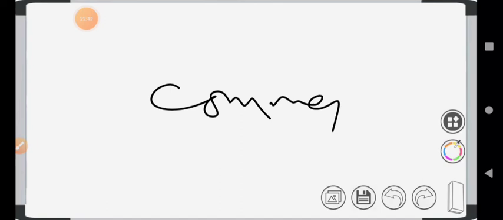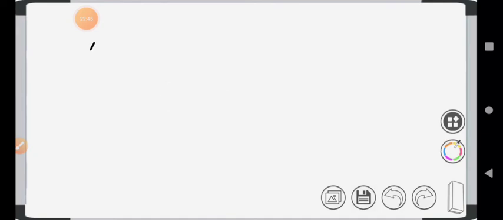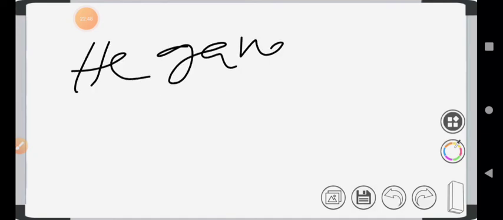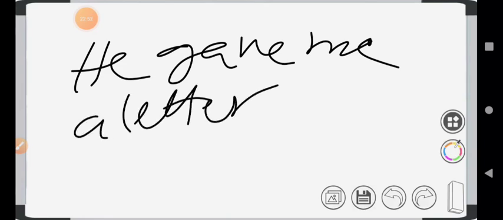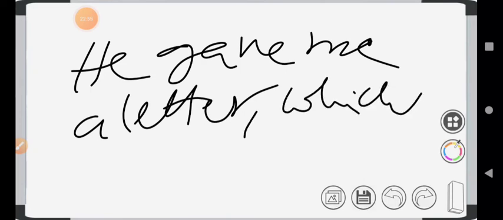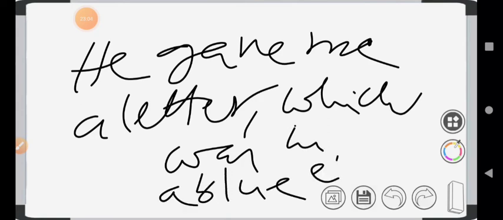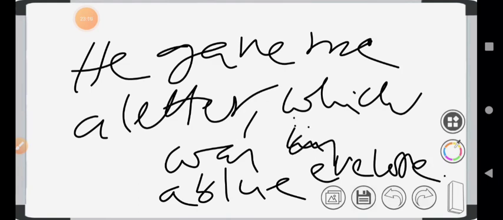That is more important. For example, he gave me a letter. For example, I write: he gave me a letter, which was in a blue envelope.